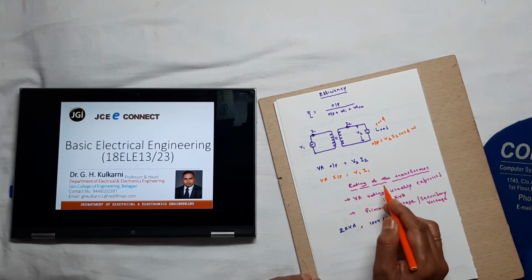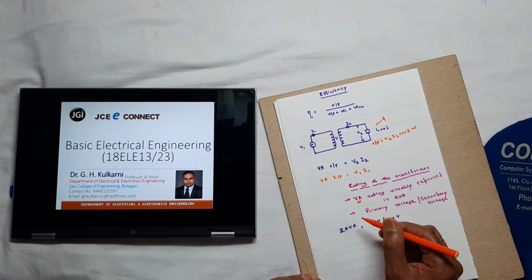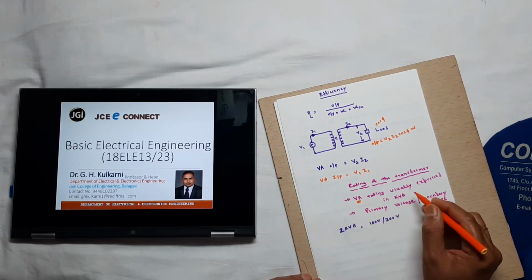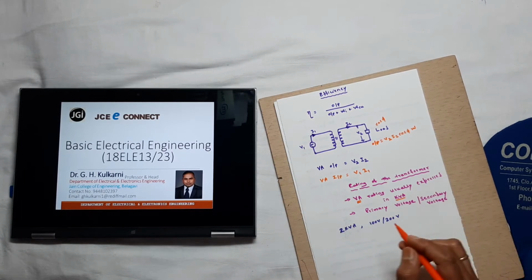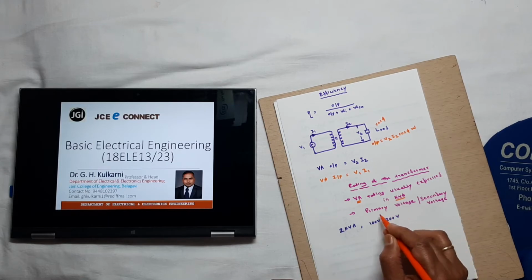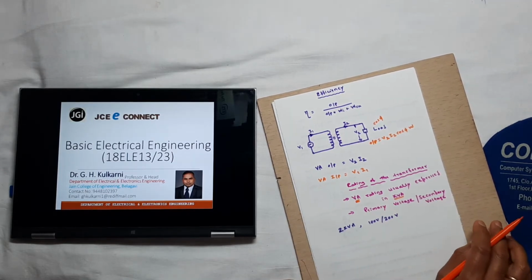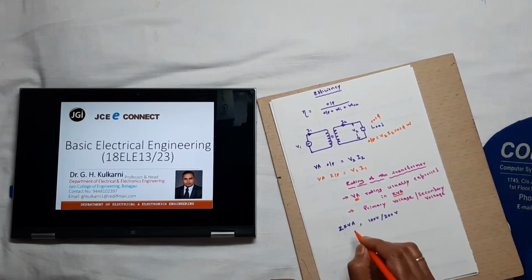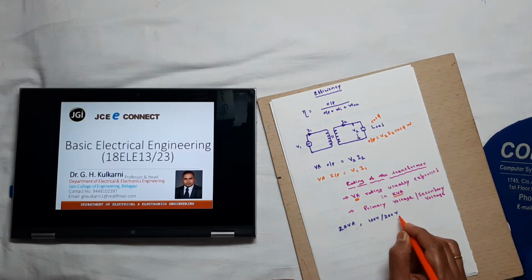We know that the transformer is rated in terms of volt amperes. It is the maximum volt ampere capacity of the transformer, usually expressed in terms of kilovolt or megavolt ampere. Then one more piece of data mentioned as a specification is the primary voltage and the secondary voltage. For example, I am taking an example of a 2 kVA transformer of 100 volts per 200 volts.